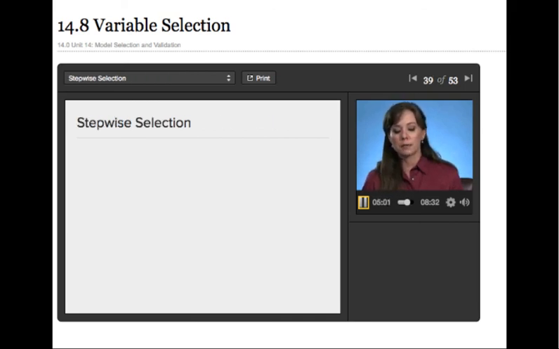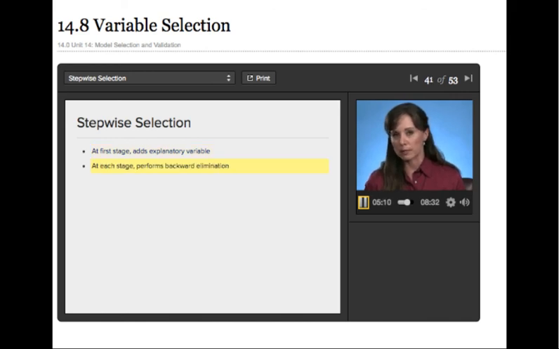Stepwise selection attempts to marry both of those. At the first stage, we're going to add an explanatory variable. And then at each stage, we perform a backward elimination. So let's say at the first stage, we enter a variable, and then we enter the next variable, and it's determined that the first variable that was entered is no longer statistically significant with the second variable in the model. Well, then we drop the first variable and keep going with the second variable in the model, and go back and forth like that until we come to a model where all of the terms are statistically significant.